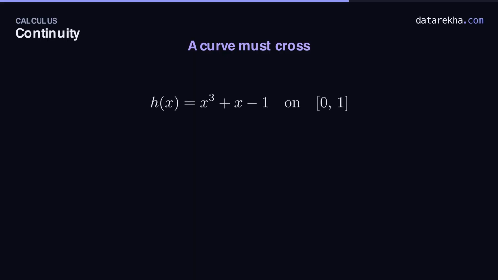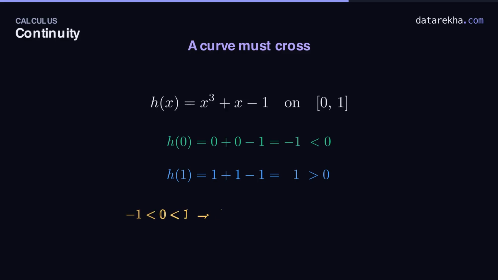It proves roots exist without ever solving for them. Take h of x equals x cubed plus x minus 1, a polynomial, so it's continuous. Check its endpoints. At 0, h is minus 1, below the axis. At 1, h is plus 1, above it. The function is negative at one end, positive at the other. 0 sits between minus 1 and plus 1. So by the theorem, the continuous curve must cross the axis somewhere between 0 and 1, meaning h has a root there. We've proven the equation has a solution without finding it. It happens to be near 0.68.